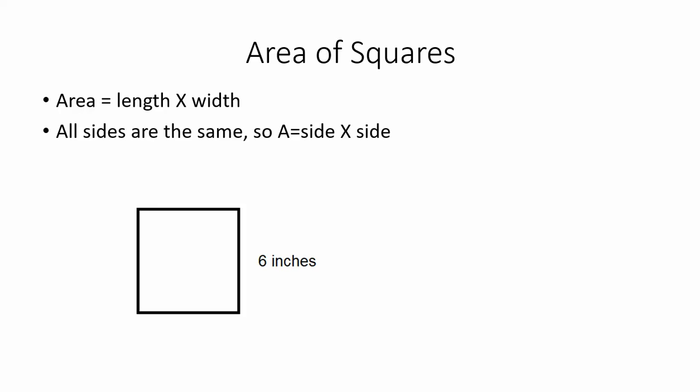As I said before, a square is a special kind of rectangle. It's a rectangle where all the sides are the same. We can use the same area formula. Our area is length times width.